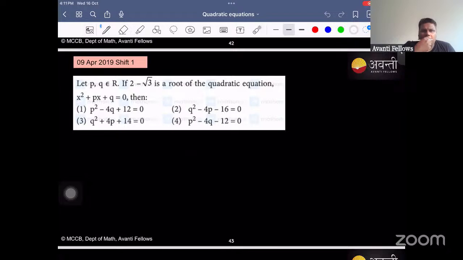If p, q belong to real numbers, and 2 minus root 3 is a root of the quadratic equation, then... Now, if you got the answer, mark it in the poll. Mark your answer in the poll.